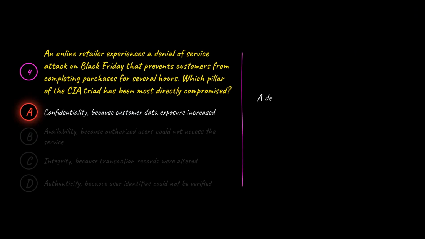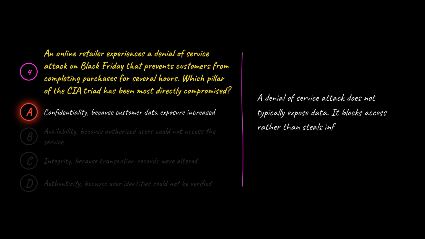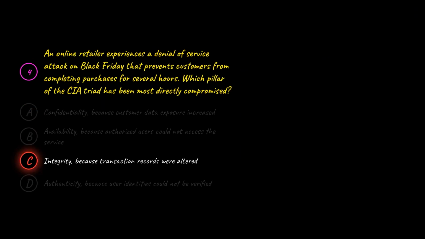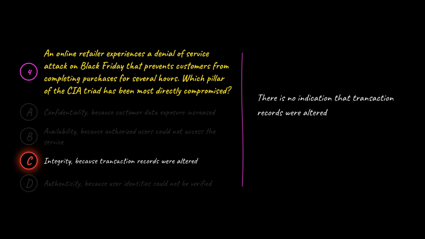A is wrong because a denial of service attack does not typically expose data. It blocks access rather than steals information, so confidentiality is not the primary concern. C is wrong because there is no indication that transaction records were altered. The attack prevented transactions from occurring, not from being recorded falsely.